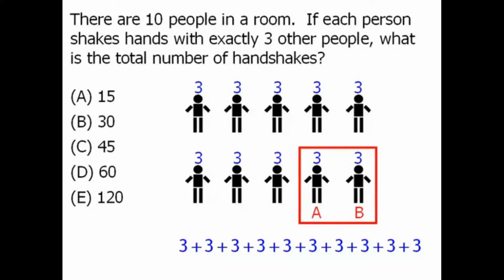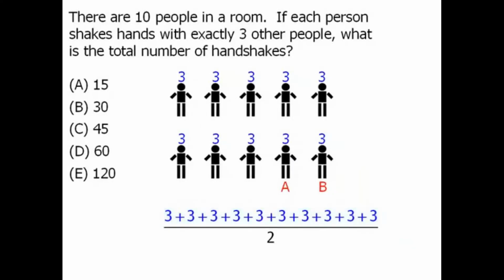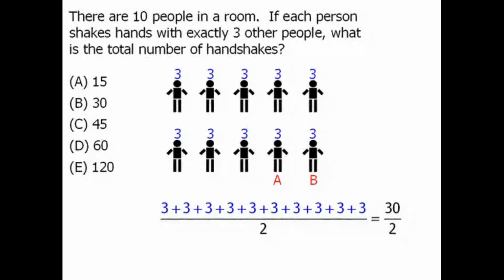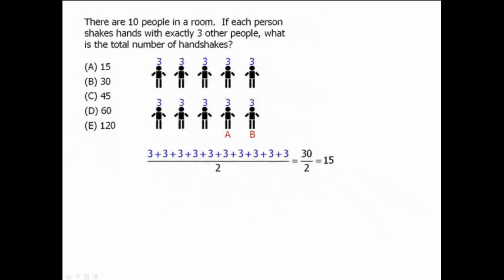Consider these 2 people down here, person A and person B. And let's say that these 2 people shook hands with each other. This means that when we asked person A about the number of handshakes she had, she was including one of those handshakes with person B. Similarly, when we asked person B how many people she shook hands with, she was including that same handshake with person A. So what we've done here is we've counted every single handshake twice. So we need to take our current sum here and divide it by 2. When we do so, we get 30 over 2, which is equal to 15. So our answer is A.